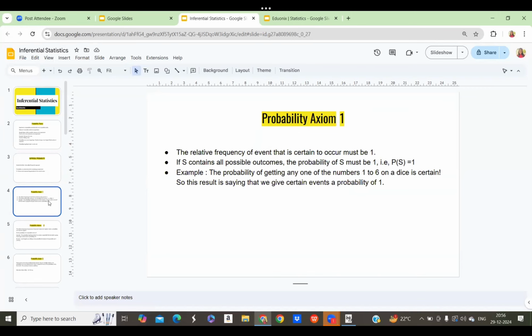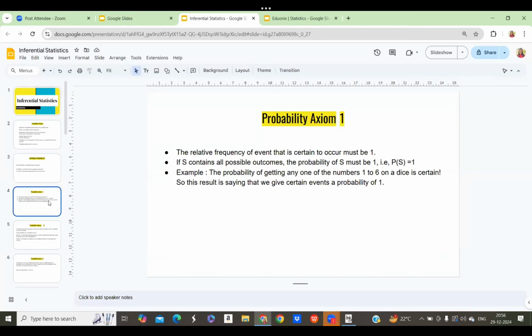Now moving to the next part. When we are talking about probability, there are 3 axioms, जो we need to remember while dealing with probability problems. One is what I have mentioned, that the total number of events is always 1. The relative frequency of an event that is certain to occur must be 1.